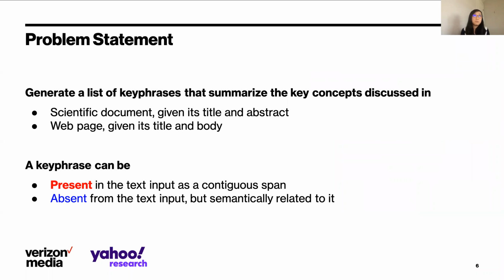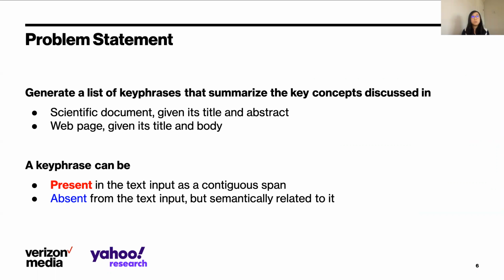So let's define the problem properly. Given a document, which could be a scientific document or a web page, the goal of this work is to use a machine learning model to come up with a list of key phrases that can summarize the most important concepts discussed in the document.